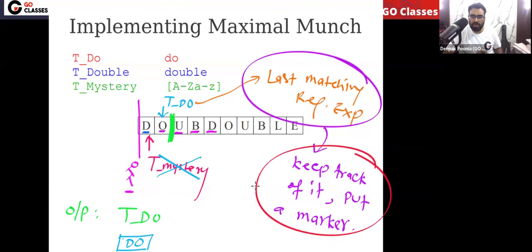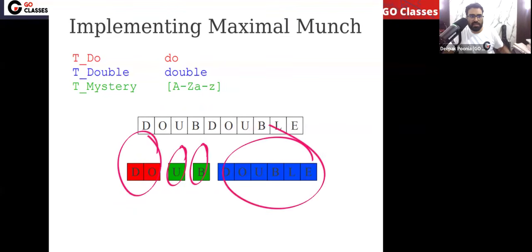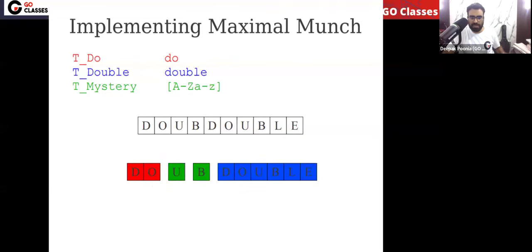So put a marker, keep track of the last matching regular expression. In the future, if there is no longer match, because we are going for the longest match, then we will generate the token corresponding to this last matching regular expression. I hope you understood this complete explanation. A very interesting example we have taken. For this input character stream, the output will be this lexeme sequence. Very simple.